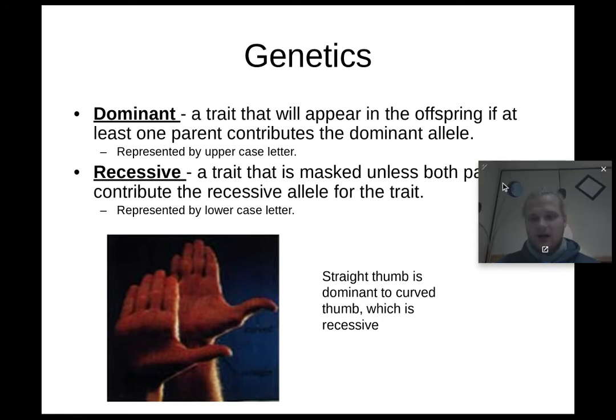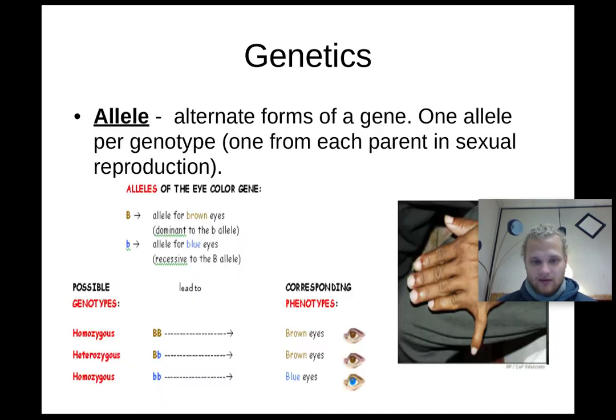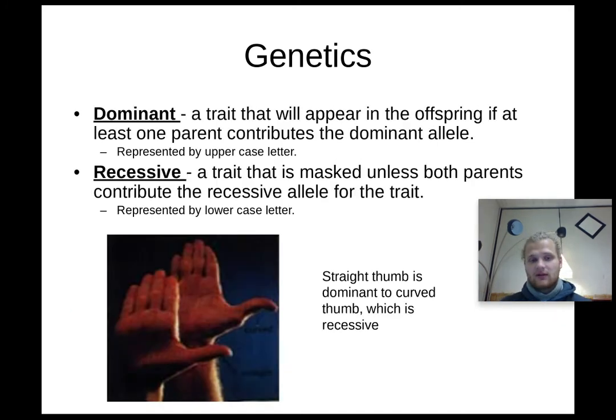Dominant means a trait will appear in an offspring if at least one parent contributes the dominant allele. So if you have a capital B, you got to have brown eyes. But if you don't have a capital B, then it's possible to have two lowercases and have blue eyes. But the dominant means it's going to win. It's going to win all the tiebreakers. It's represented by an uppercase letter because it's bigger than the lowercase recessive traits.